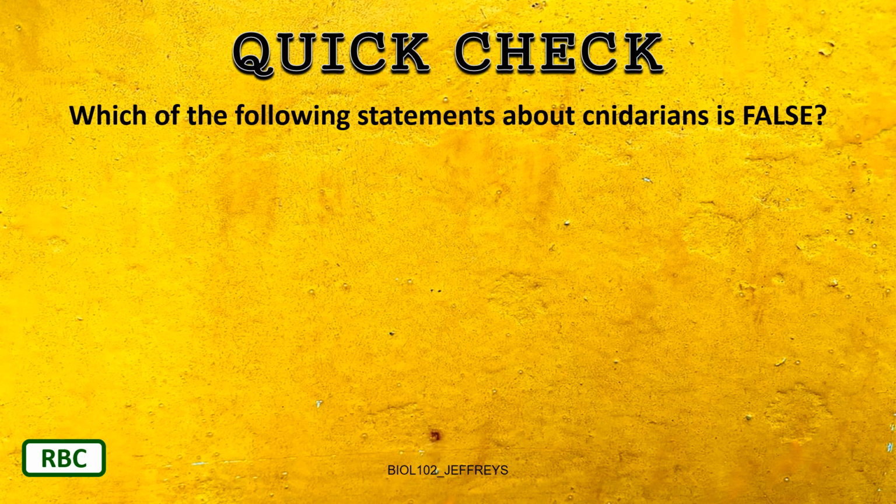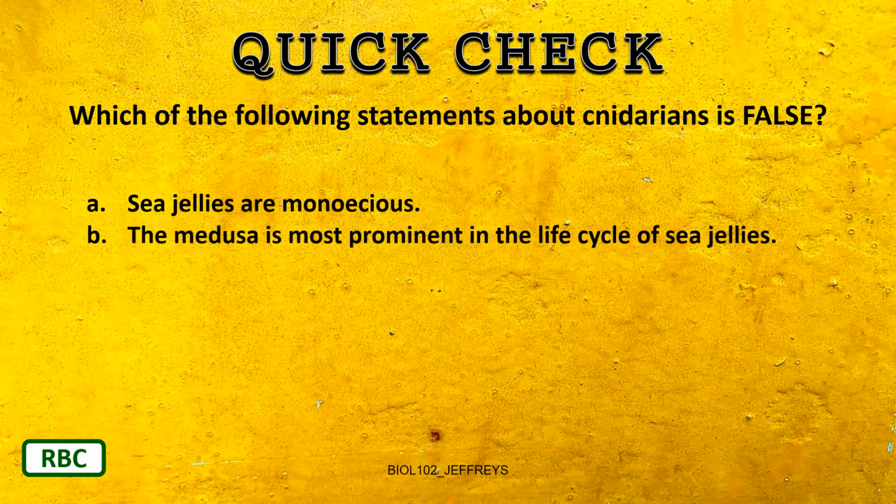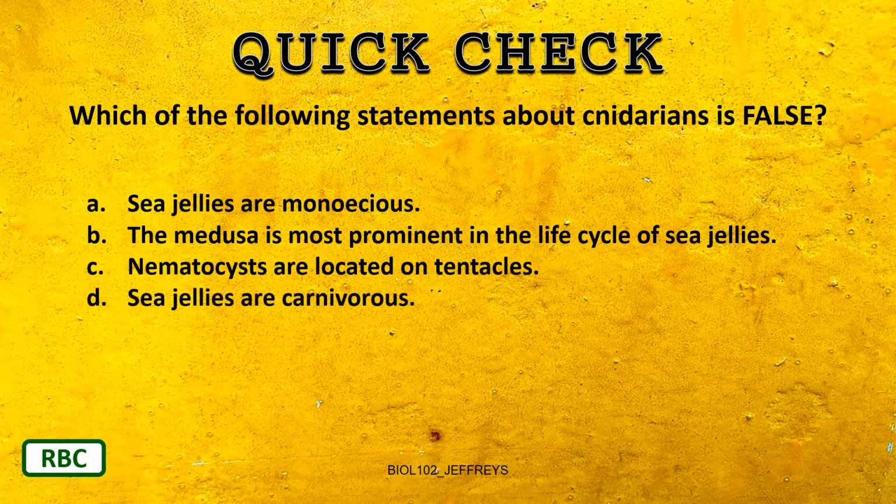Okay, quick check. Which of the following statements about Cnidarians is false? Sea jellies are monoecious. The medusa is most prominent in the life cycle of sea jellies. Nematocysts are located on tentacles. Sea jellies are carnivorous. I don't think I have another one.